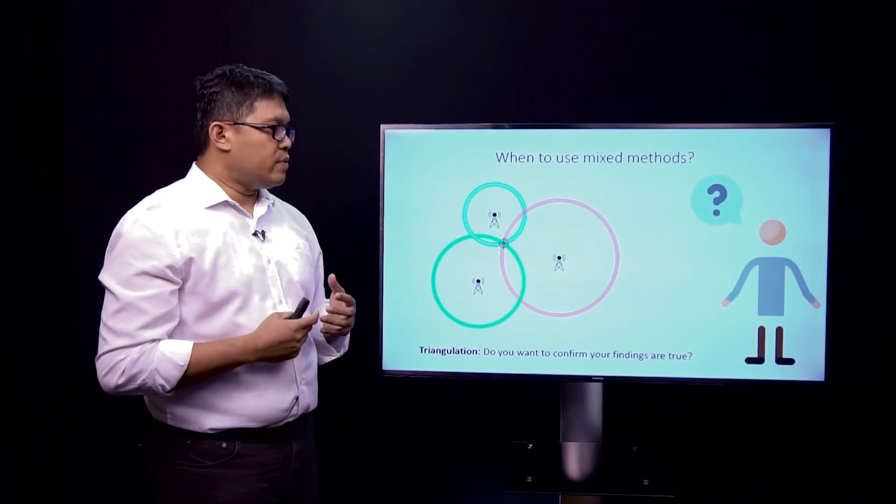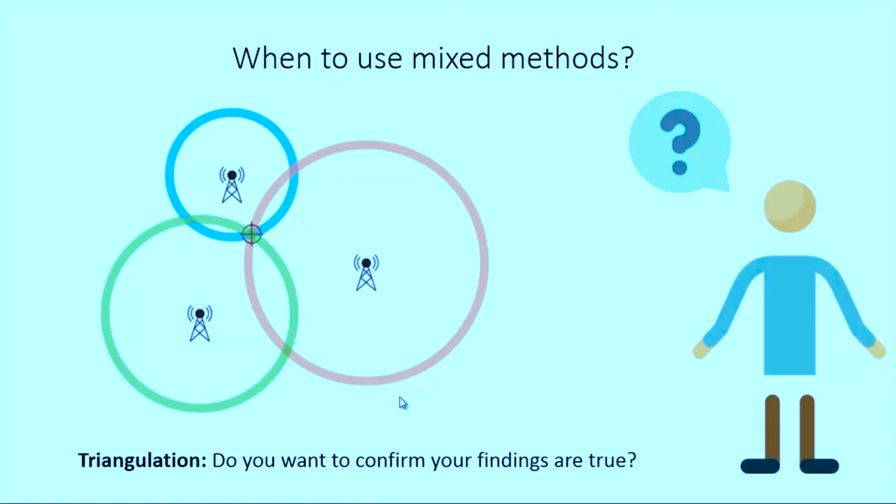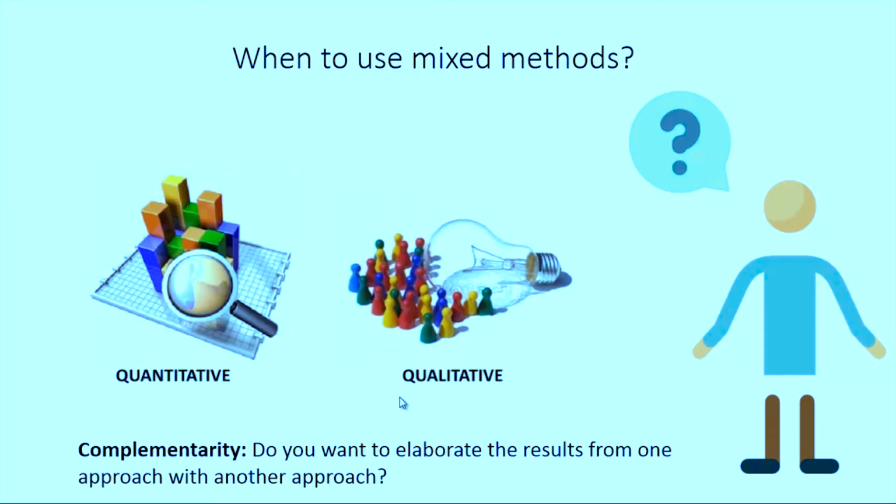For example, that we want to have a triangulation. Here that we want to confirm the findings with different study design, so that if we have similar findings, then it confirms the reality. We can also use the mixed method as a complementarity, whereby we want to elaborate result from one approach with another approach.